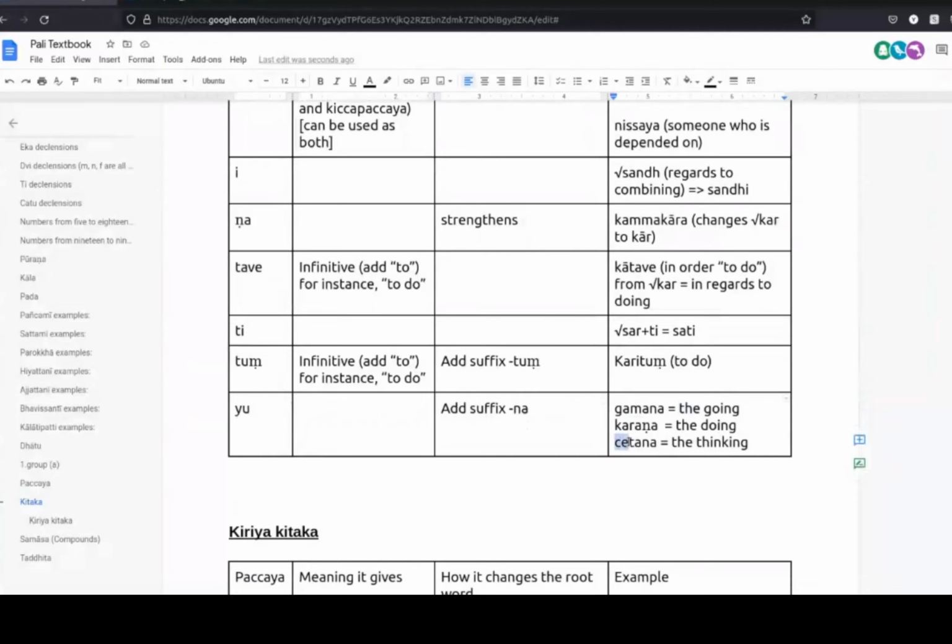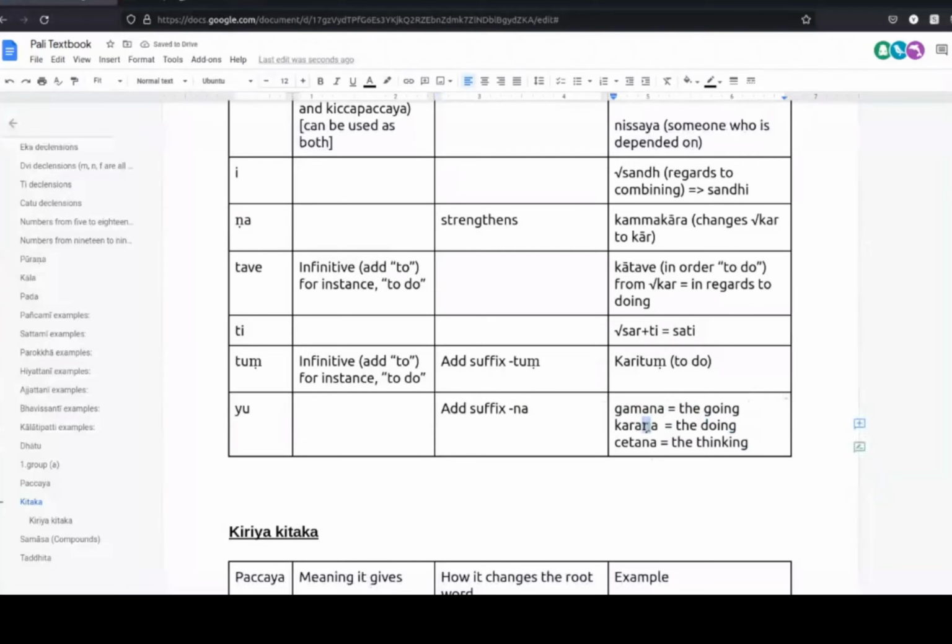Jetana actually comes, I think, just from jint, and it's irregular. But anyway, these two are much more regular and straightforward. Gum, the root gum, add na with the a. Don't ask me why, but you have to add it. You get gamana. So you're not just adding na, you're basically adding ana most of the time.